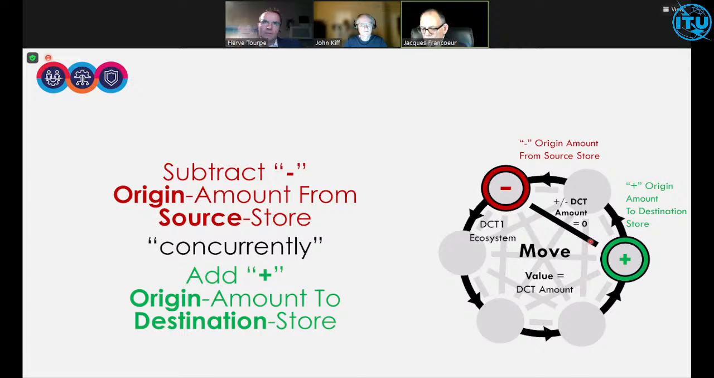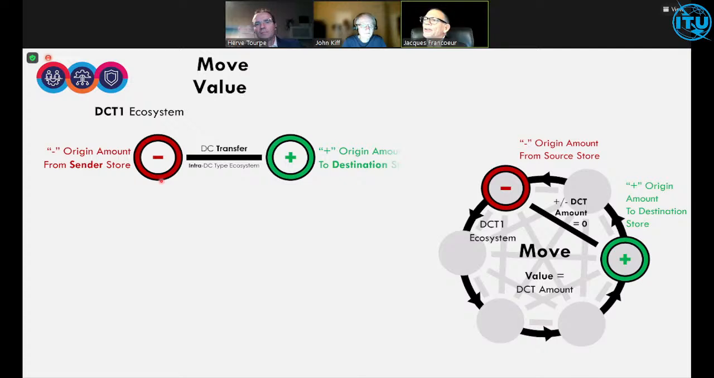So we demonstrate this transfer right here. I'm going to transfer an original amount from my sender store to a destination store. Now I can say sender, receiver, and that's fine. We do say that, but this is a transaction within the same ecosystem. If I subtract it from one DC store and I put it in another DC store where I'm the destination and the sender, then I'm just doing a transfer between stores.